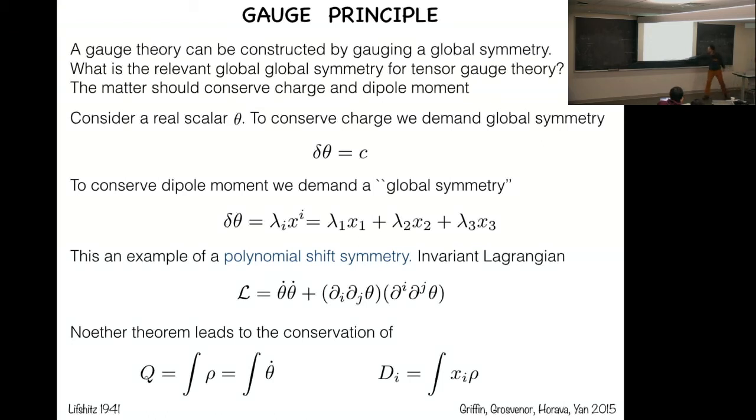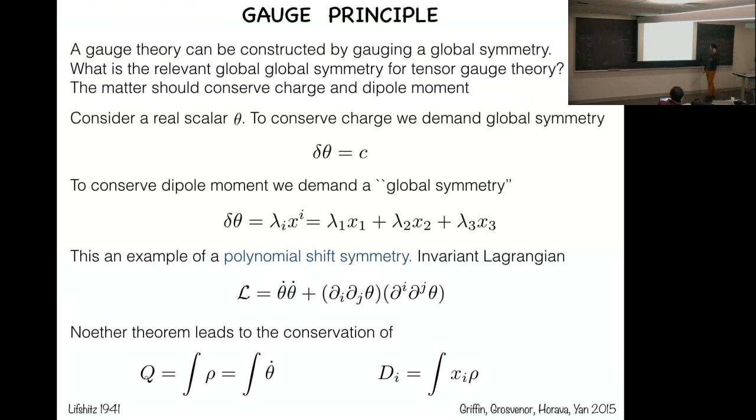Integral over space, so that doesn't match. Now, if I want to force conservation of dipole moment, what I can do is demand that there is another symmetry, which is perhaps quite unusual. I'm going to demand that this real scalar theta is shifted by a linear polynomial in coordinates, and I'm going to consider an action for which this transformation is a symmetry. Meaning, I'm going to consider an action that is invariant when I shift theta by a linear polynomial in x. Okay?